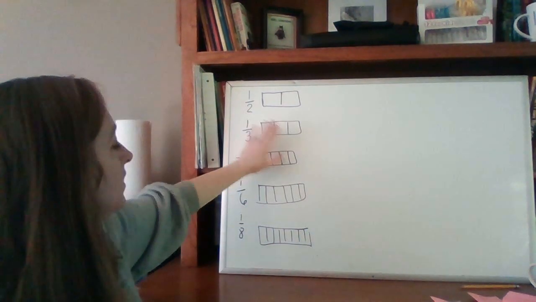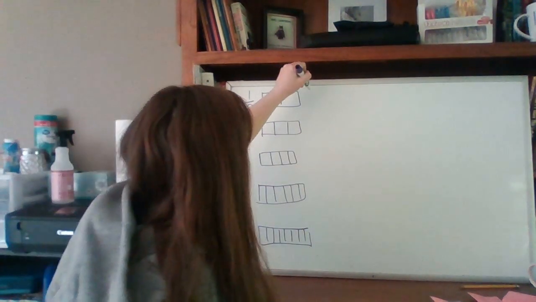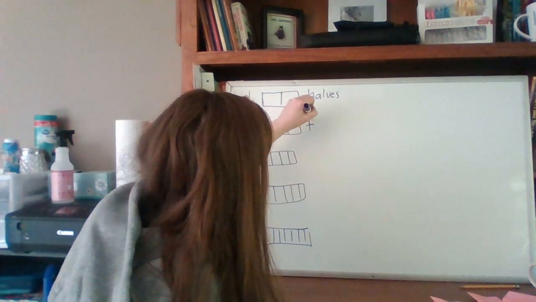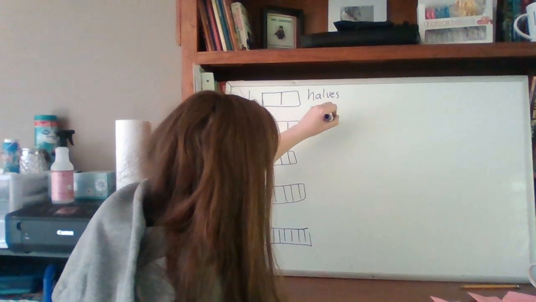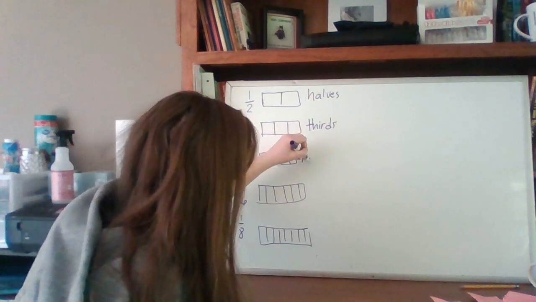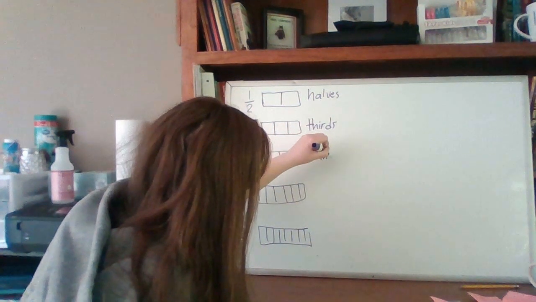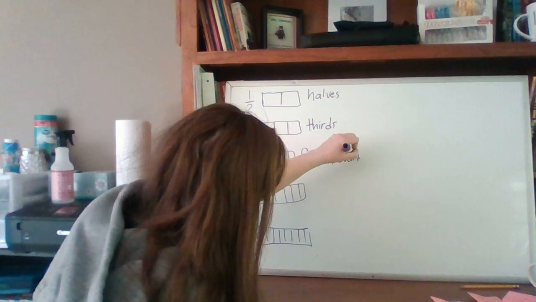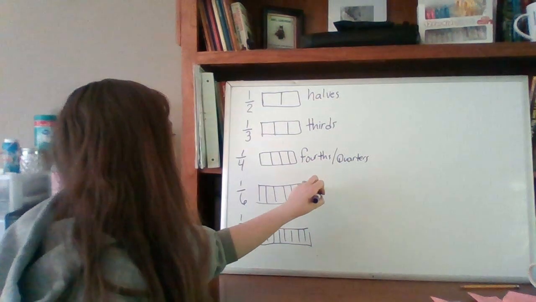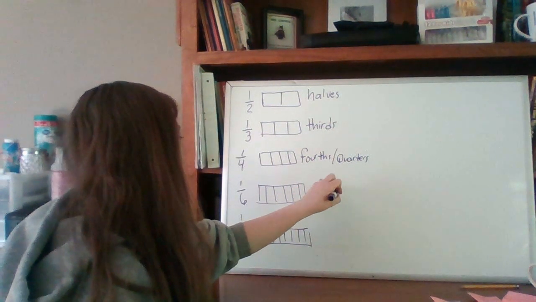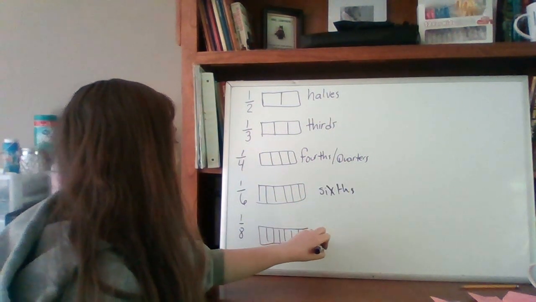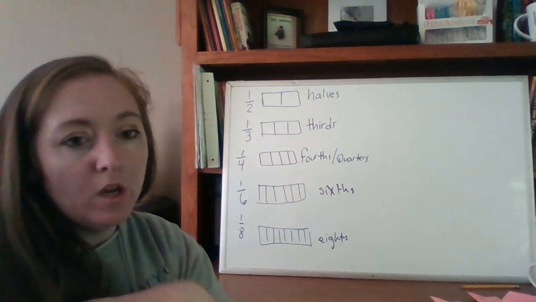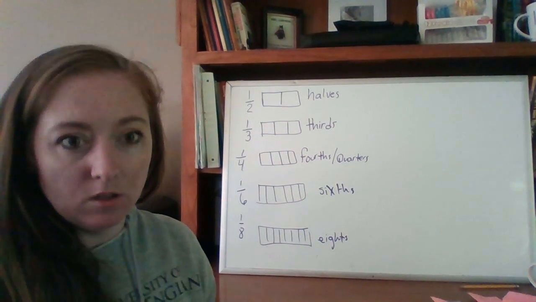So if I was just to name what these were cut into, this would be halves, thirds, fourths, or quarters, sixths, and eighths. Okay? That's just what we call them. That's what they're cut into.